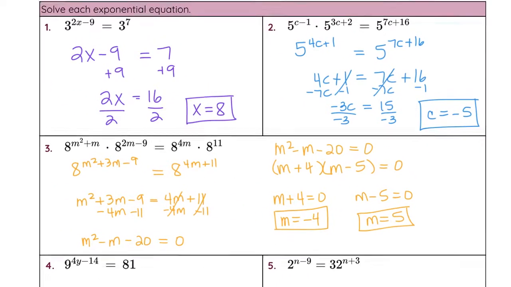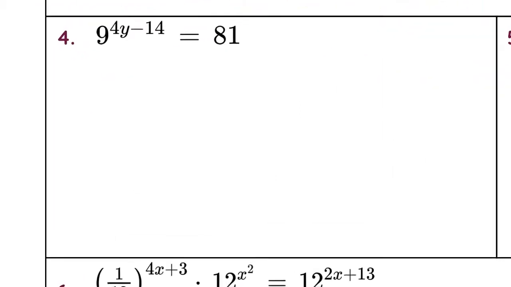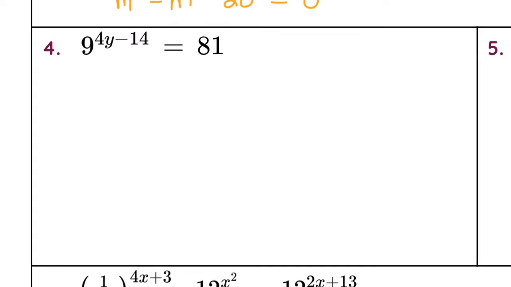So you may have noticed for these top 3 examples, every single one already had the same base. So 3 is equal to 3, 5 is equal to 5, 8 were all the same. What do we do when they don't have the same base? So my next 3 examples are going to cover what we do when that happens. Okay, so let's look at example number 4. 9 to the 4y minus 14 power is equal to 81.